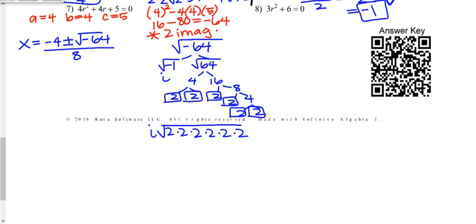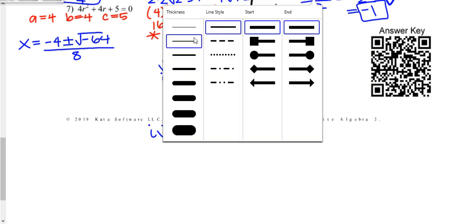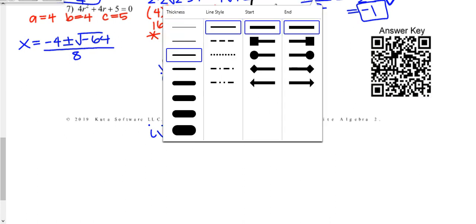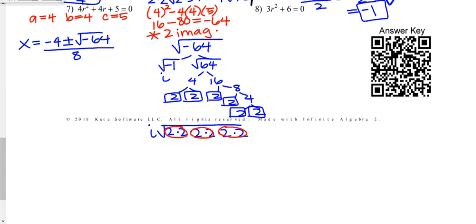So when I circle all of the pairs that I have, 1, 2, 3, that means I'm pulling out not 1, not 2, but 3 2's. So this becomes I times 2 times 2 times 2, and I have nothing left on the inside. So actually this is I times 8. We'll rewrite that as 8I.